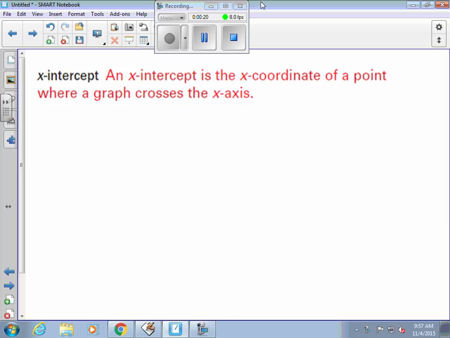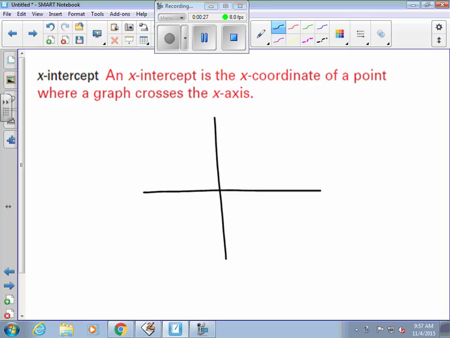The x-intercept is the x-coordinate of a point where a graph crosses the x-axis. Visually, if this is the x-axis, the point where the graph goes through is the x-intercept, where it crosses through the x-axis. Whatever that x value is, if that point were at 1, 2, 3, that point would be 3, 0, and the x-intercept is simply 3.